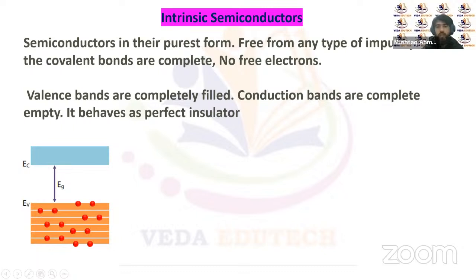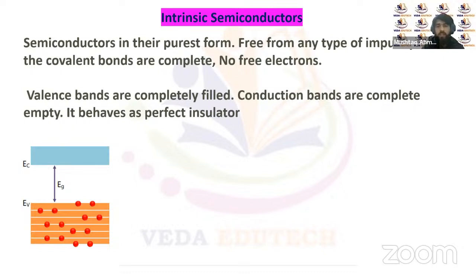Now talking about different types of semiconductors based upon their purity, we have two types broadly speaking. One type we call intrinsic semiconductor, another we call extrinsic semiconductor. Intrinsic semiconductors are the pure semiconductors. There is no impurity in the composition of these materials. They are the semiconductors of the purest form, and we call them intrinsic semiconductors.